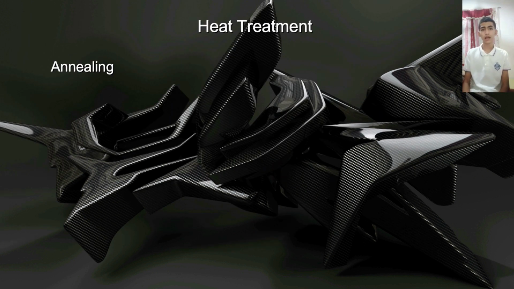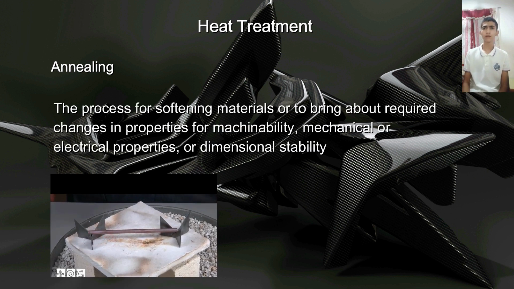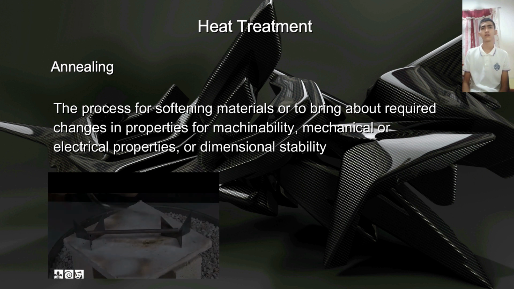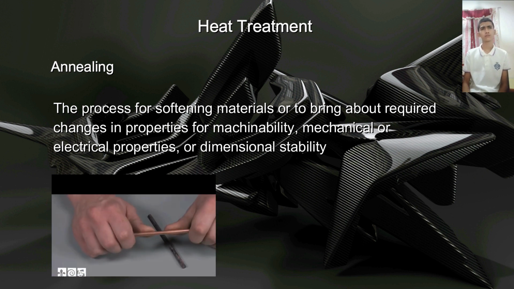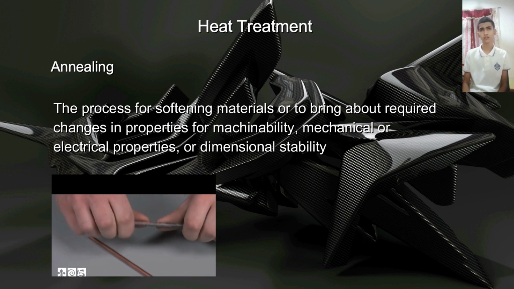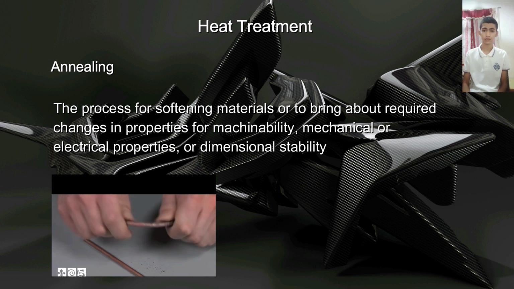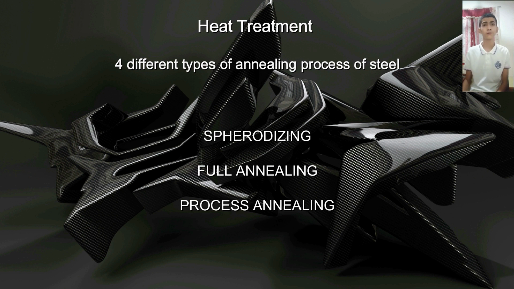The first is annealing. Annealing is a process for softening material or to bring about required changes in properties, such as machinability, mechanical or electrical properties, or dimensional stability. There are four different types of annealing process of steel, and these are spheroidizing, full annealing, process annealing, and diffusion annealing.